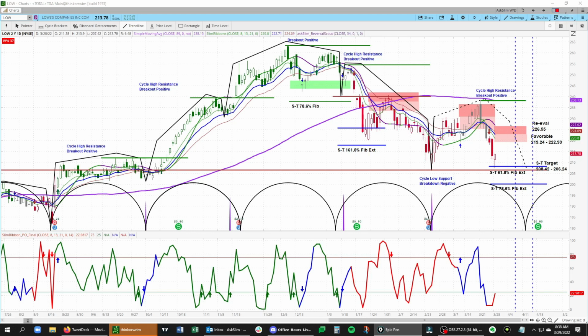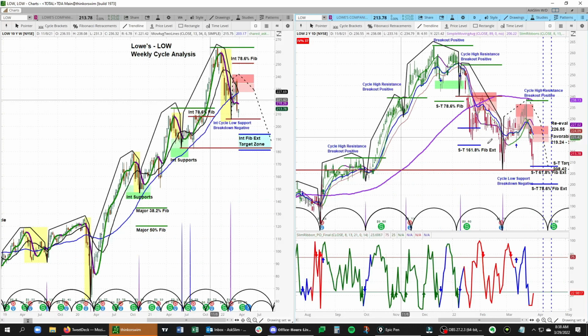If you have any questions, feel free to reach out. One last thing I did want to note is that the next short-term low is due 4/6 to 4/14, okay? So that's the picture here in LOW, and hopefully it was helpful to look at the sector.